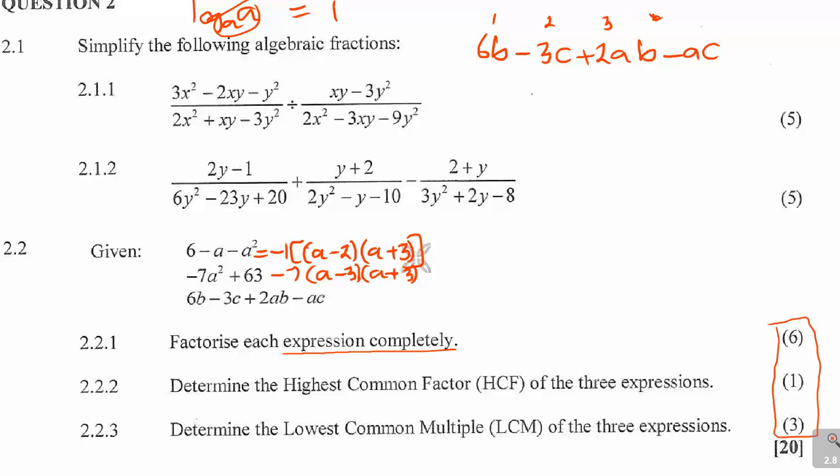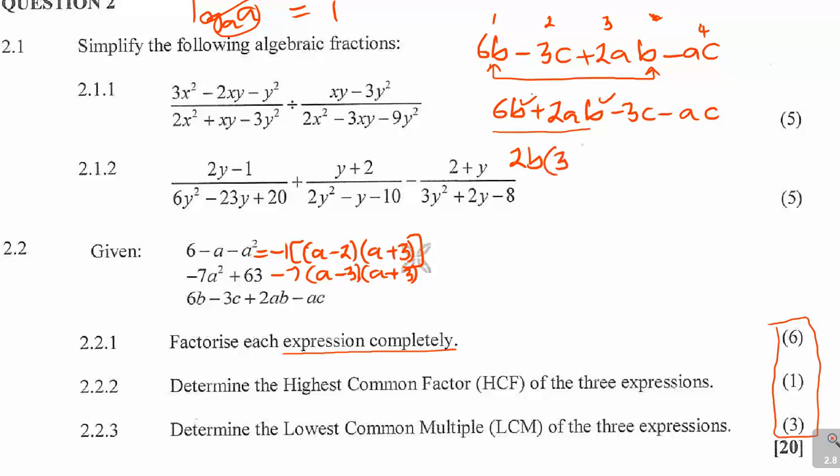So for you to be able to do this, you needed to reshuffle it. For example, bring the b together so that you have got 6b plus 2ab minus 3c minus ac. See, I just reshuffled. Look at the first two, what's common? The first one, the numbers, it's 2 and there's a b there. Now 2 into 6 is 3. The b and the b will cancel. Plus 2 into 2 is 1. The b and the b will cancel to remain with an a. So it's 3 plus a.